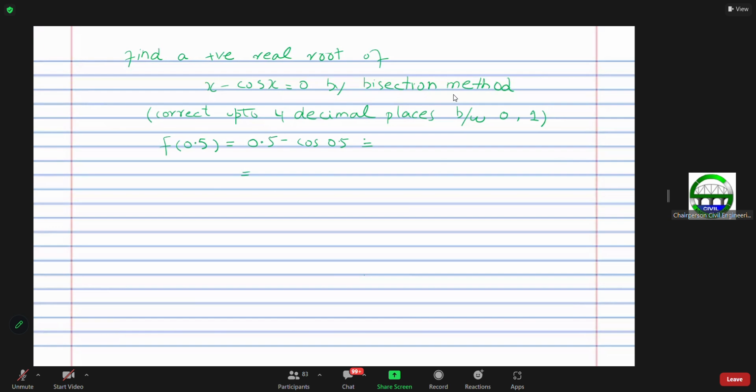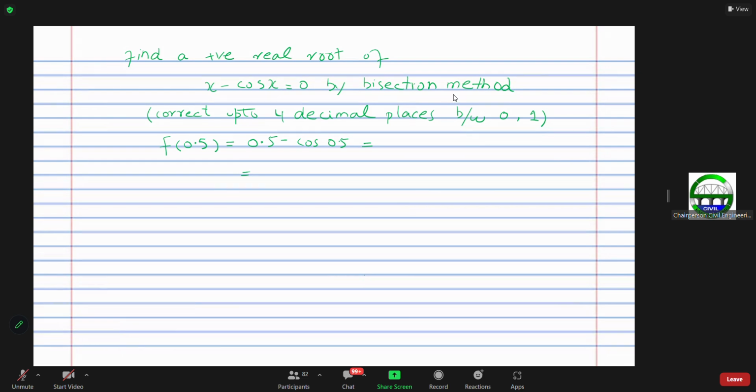Minus cos of zero. Wait, let me calculate as well. It's my calculator. 0.5 minus cos of 0.5 minus... 4.999999. Okay. So cos of, sorry, just 1 minute, please.